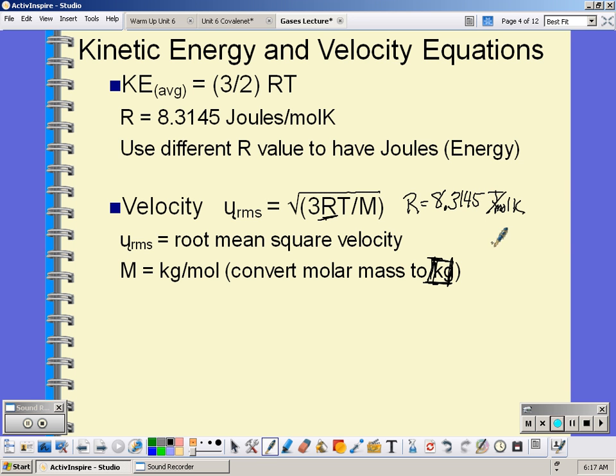We can also calculate the kinetic energy by using kinetic energy is equal to 3/2 RT. Notice that the kinetic energy does not depend on the molar mass. So if you're at the same temperature, no matter what gas you are, you're going to have the same kinetic energy. Again, we have to use this different R value because we're talking about energy.